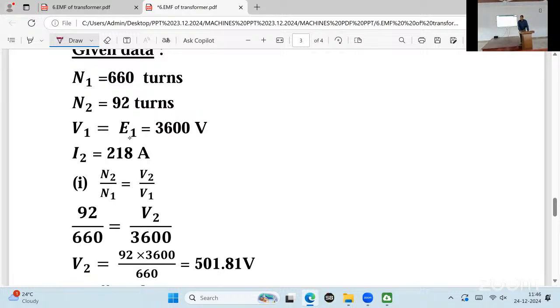This was a 5 marks question in the previous Kakinada University question paper. N2 by N1 is equal to V2 by V1. Get V2. Please make practice.